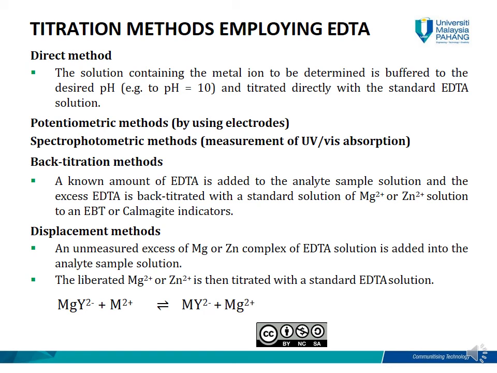Next is the spectrophotometric method. For this method, you will use a UV instrument, and you need to measure the absorption value that you get from the instrument. Next is the back titration method. For back titration, you need to use another complexing reagent in order to determine the exact amount of your first complexing reagent.